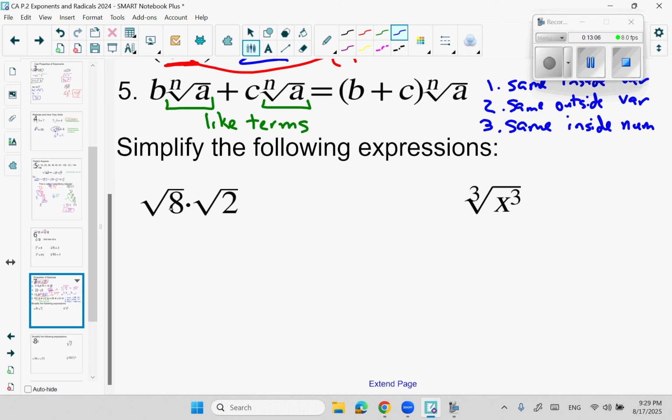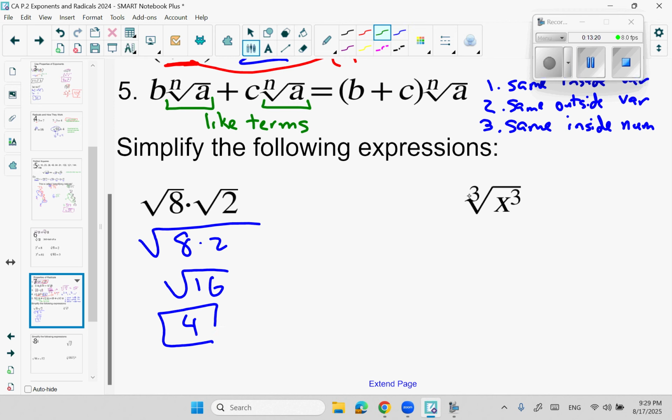So square root of 8 times the square root of 2, because they're both the same roots, we can multiply the 8 and the 2 together. 8 times 2 gives us 16. The square root of 16, of course, would be 4. Here, cube root of x to the third is obviously just going to be x, because if I were to make x to the third, how many groups of 3 can I make? Or if you want to think about it as rewriting, x to the 3 over 3, which is just x to the 1.